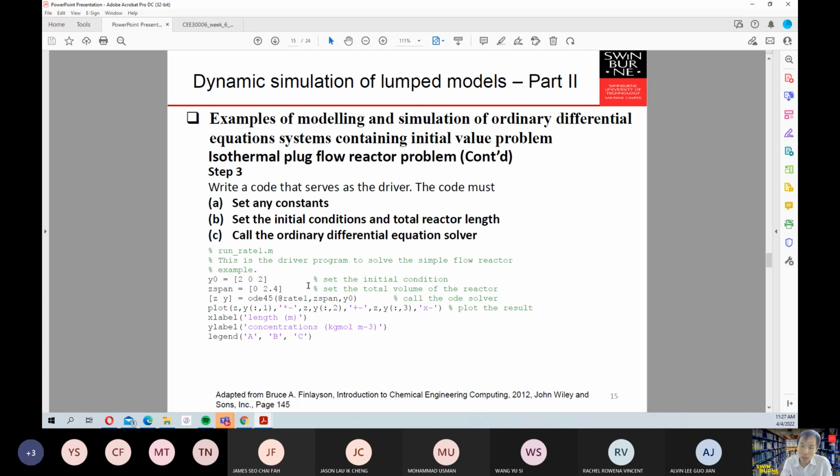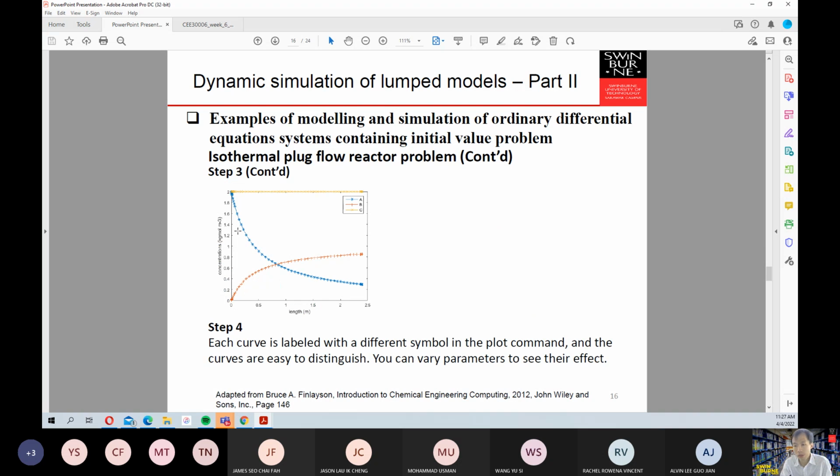Okay, so if you do that, then you use ODE45. You call in your function, which expresses your differential equations. Then you also put in the range where you want to solve your ordinary differential equation. This one is given from 0 to 2.4, and then you put in the initial value for your dependent variables in here. Then after that you plot, you use an X label, Y label, and you put in a legend. This is what you get.